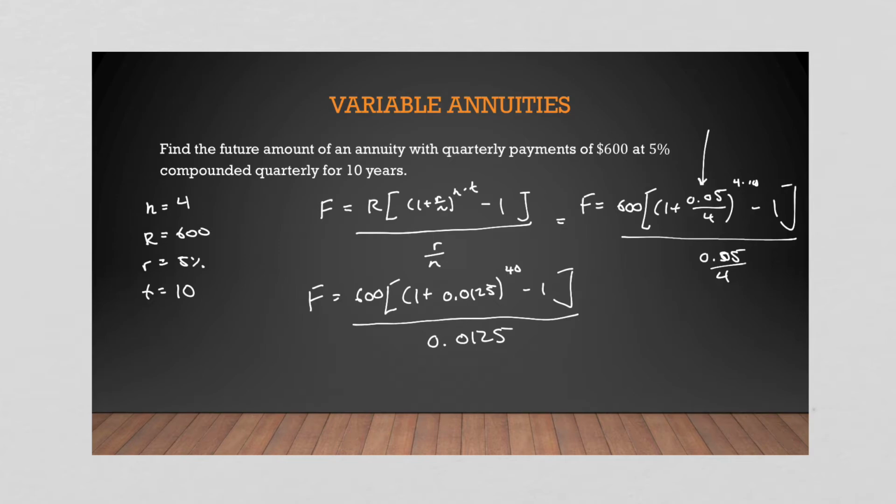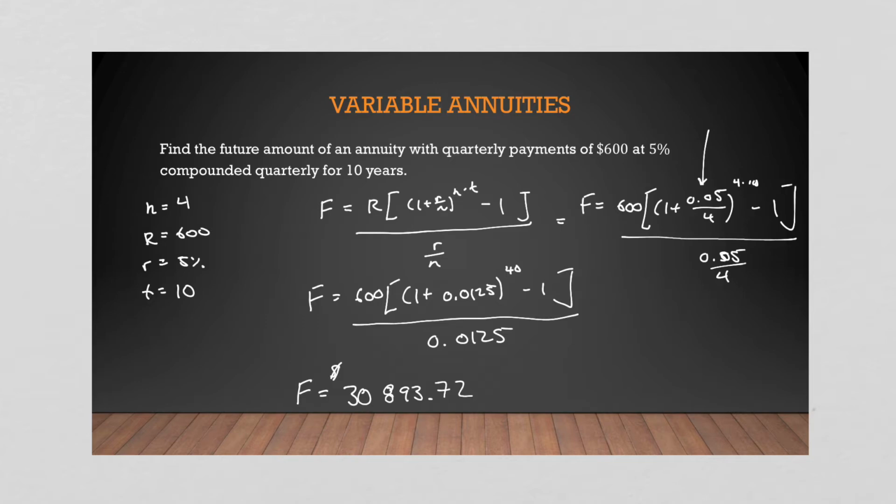So now, you're going to do 1 plus 0.0125, and put that to the power of 40. You're then going to subtract 1 from that, then multiply by 600. So you do all of the top first, and then you divide by 0.0125. In this case, the number that you should get for your future annuity is $30,893.72. So you can see that's wild.